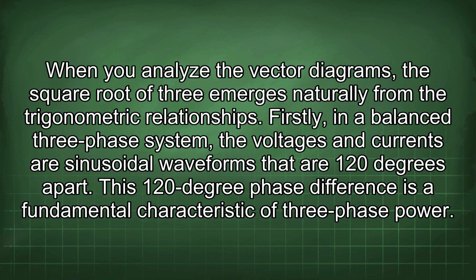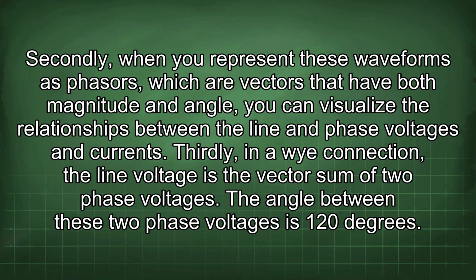Firstly, in a balanced three-phase system, the voltages and currents are sinusoidal waveforms that are 120 degrees apart. This 120-degree phase difference is a fundamental characteristic of three-phase power. Secondly, when you represent these waveforms as phasors, which are vectors that have both magnitude and angle, you can visualize the relationships between the line and phase voltages and currents.